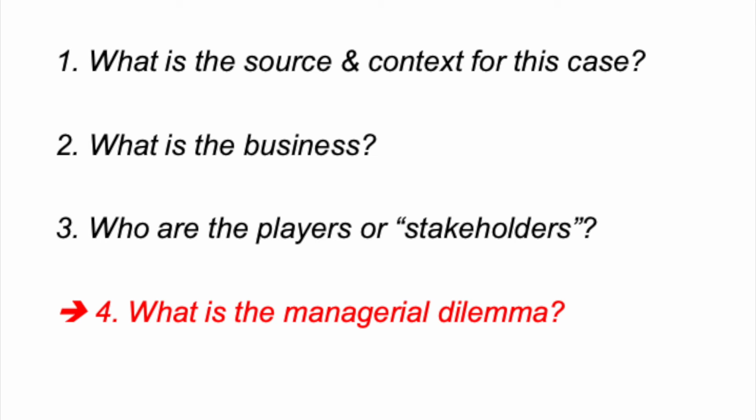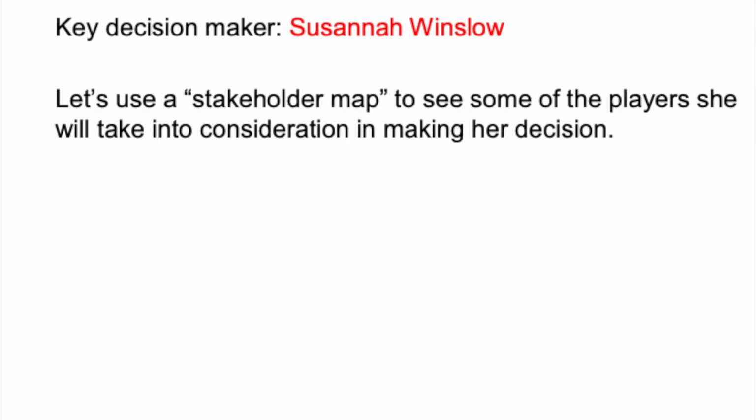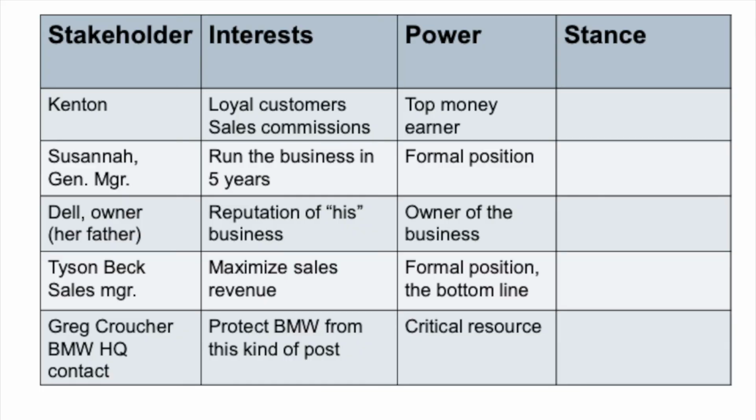Firing a top salesman is costly in terms of money and in terms of lost customer relationships. Not firing an employee who badmouths the company might set a negative example for others. Either decision could hurt morale. Susanna could use a stakeholder map to consider whose opinions and reactions she should take into account. Next slide.